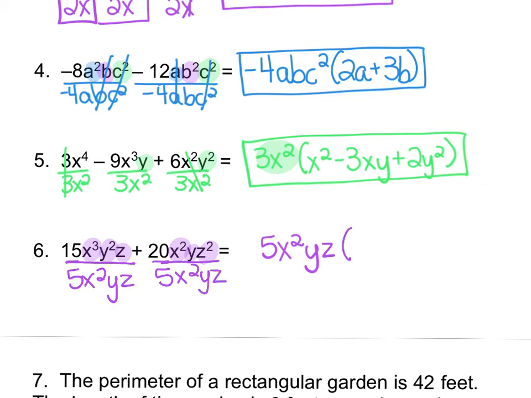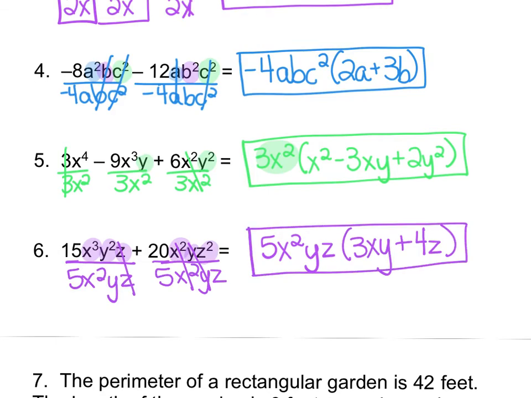So everything that I divide out is going to go inside the parentheses. 15 divided by 5 is 3. X to the third divided by x squared is x. Y squared divided by y leaves just a y. And my z divided by z cancels out. Then to the second one, 20 divided by 5 is 4. X squared divided by x squared cancels out. Y squared divided by y squared cancels out. Z squared divided by z leaves a single z in that part of the answer. And there you go.